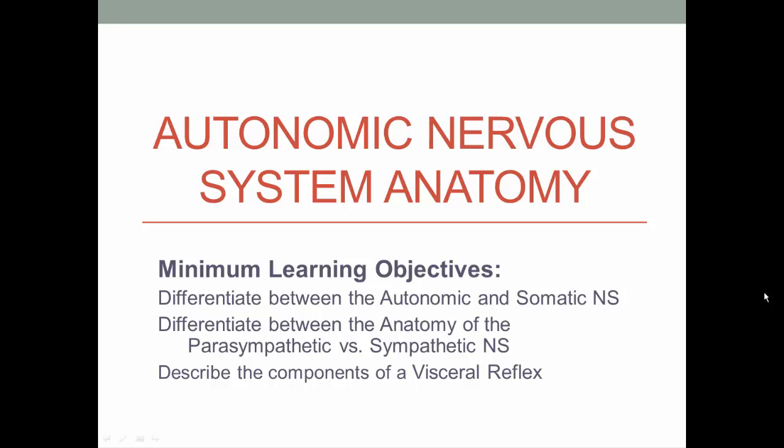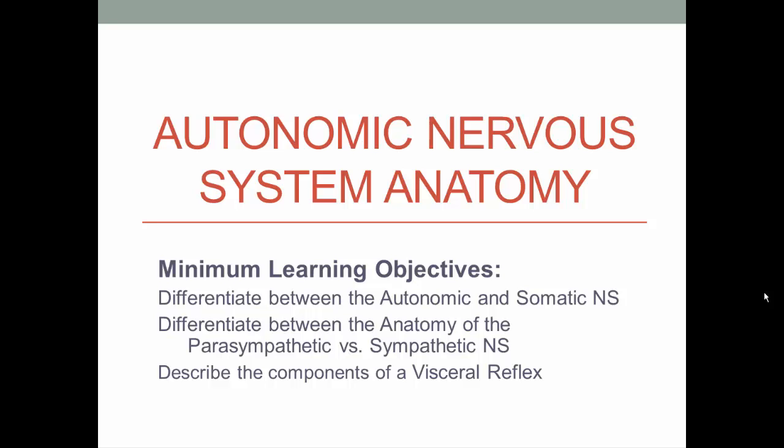In this lesson, we're going to look at the autonomic nervous system anatomy. Here we're going to concentrate on the differences between the autonomic and somatic nervous system, and probably spend even more time with the differences between the two divisions of the autonomic nervous system. That would be the parasympathetic and sympathetic nervous systems.